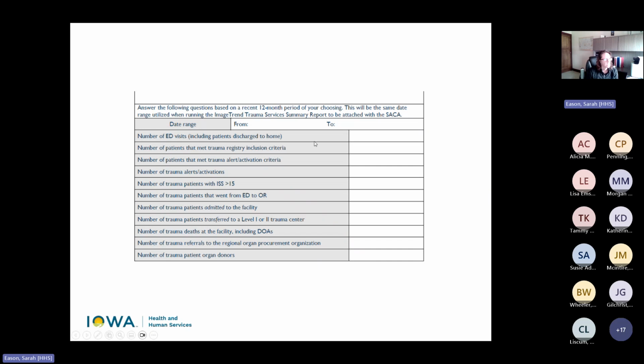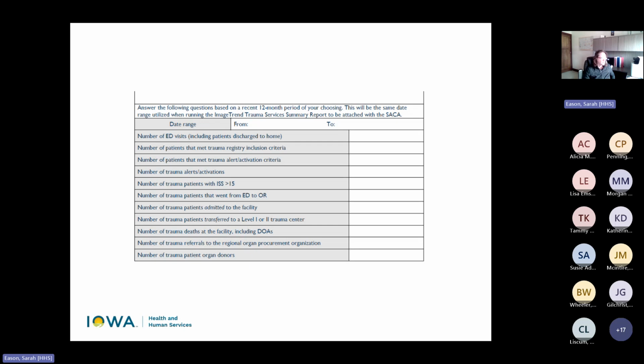Number of ED visits. This is super easy to find. Your ED managers, your hospital directors, administration, everybody knows how many ED patients you saw in that review period. So make sure that you get that accurate number. The next line item is the number of patients that have met registry inclusion criteria. Okay, the number of patients that have met your registry inclusion criteria.